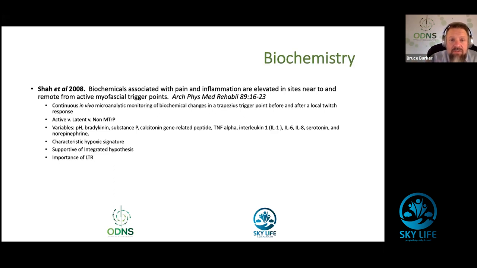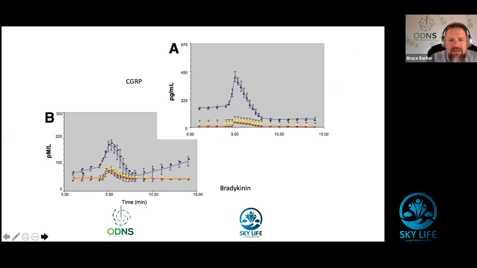What did he find when he was measuring all these things? Fascinating, really, because he measured the difference between active trigger points, latent trigger points, and normals. And this is what he found. Let's look over here, the CGRP scale. Up here, the blue one, the blue high line, is the active trigger point.